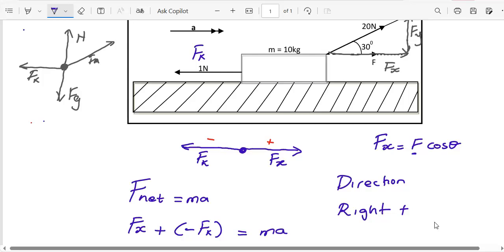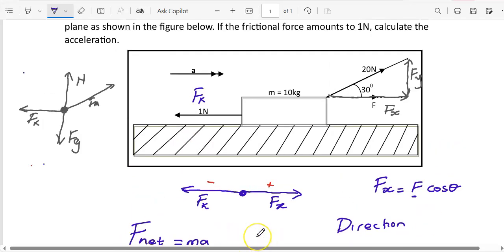But why are we doing this? Remember, it is acting at an angle. So what you noticed is that the force that handles the motion of the box is that horizontal component of the initial applied force of that 20 newtons.